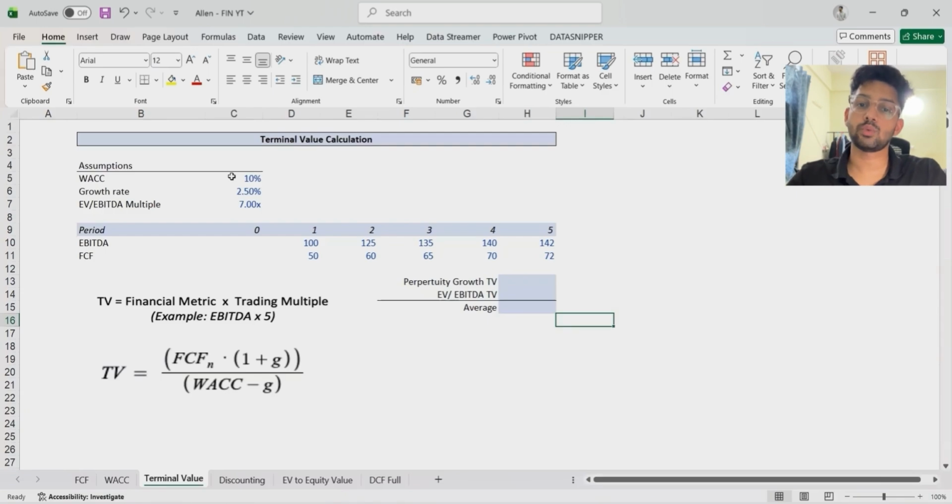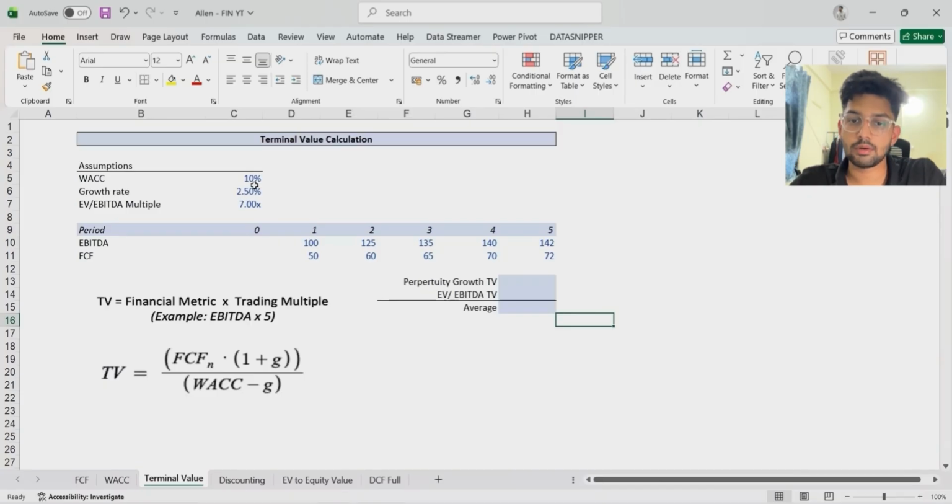Now let's move to one of the most important parts of DCF modeling, which is terminal value. As you can see on the screen, we have a separate section for terminal value calculation along with assumptions like WACC, growth rate and EBITDA multiple.